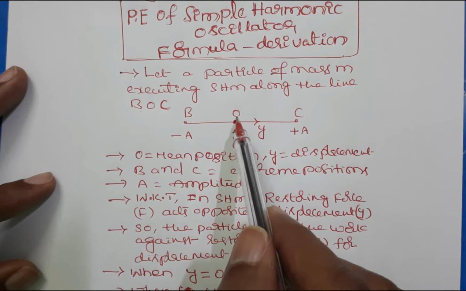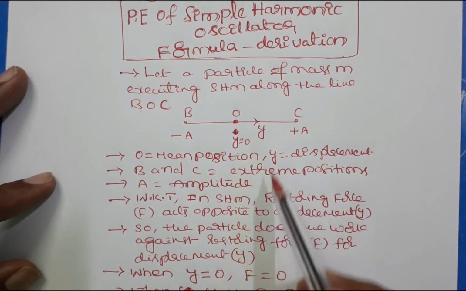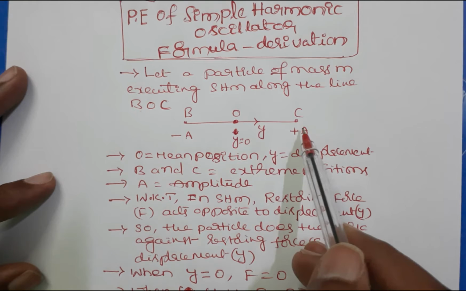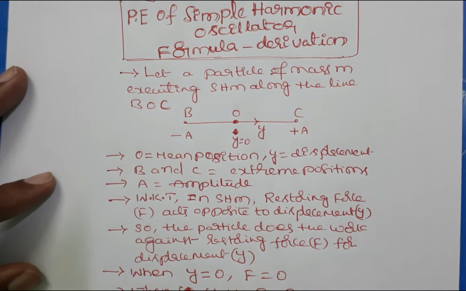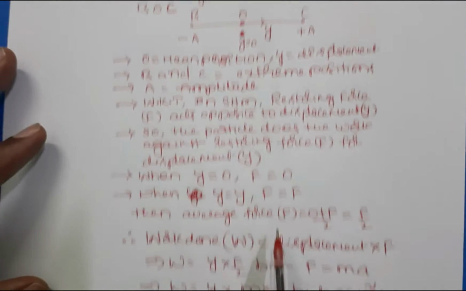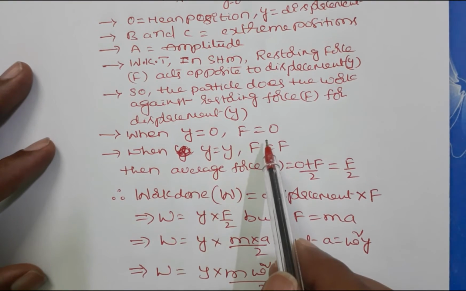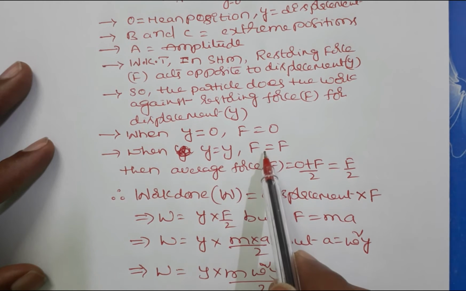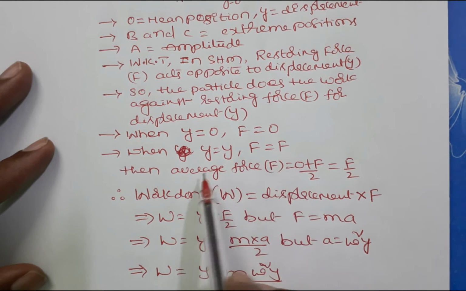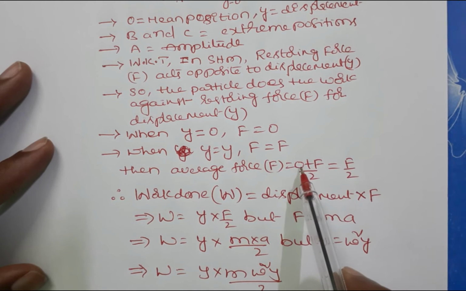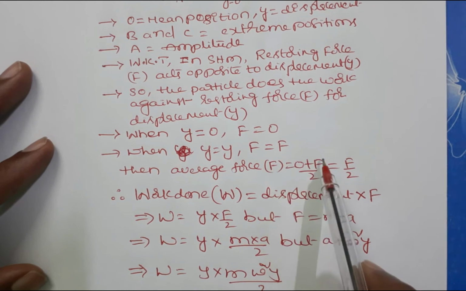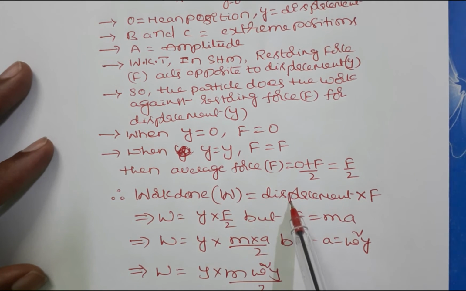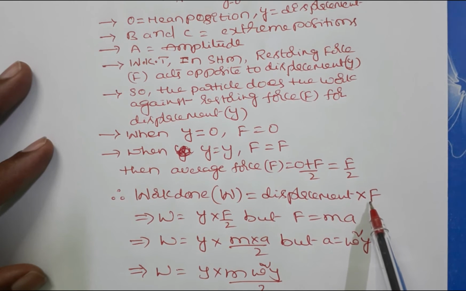When the displacement at the mean position is 0, the restoring force acting is also 0. When the displacement is maximum, the restoring force acting is also maximum. So when the displacement is 0, the restoring force is 0. When the displacement is maximum, that is y, the restoring force is also F. Then the average force is given as initial force 0 and final force F, so F by 2. So the work done by the particle against the restoring force is given as displacement into average force.